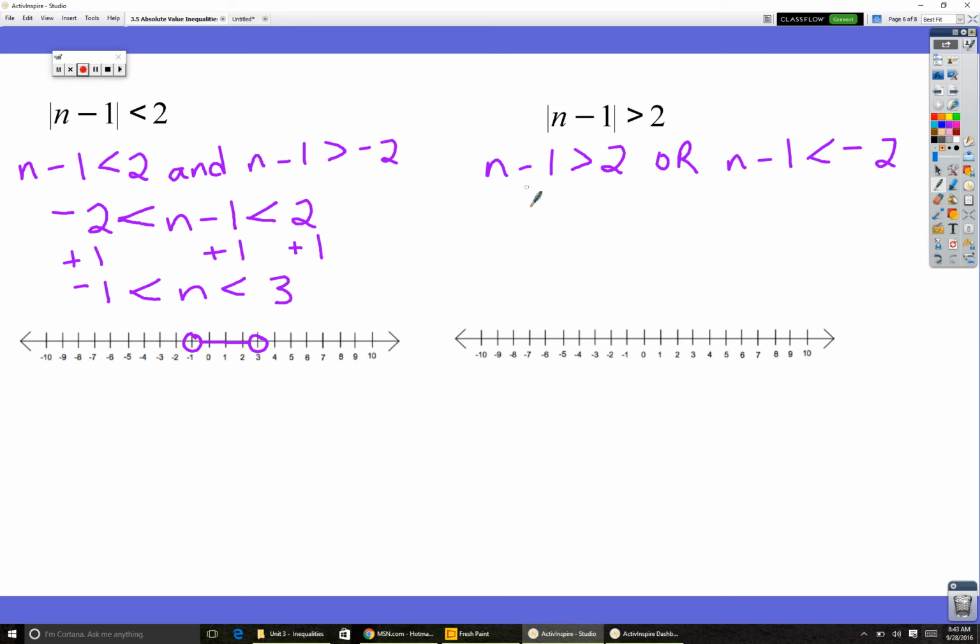So this one I can't put together in a sandwich, so I'm going to solve each side. N is greater than 3, or n is less than -1. So I again have my endpoints on the same place, my -1 and my 3 have open circles, but my arrows go out to the sides like oars on a boat because we have an or inequality.